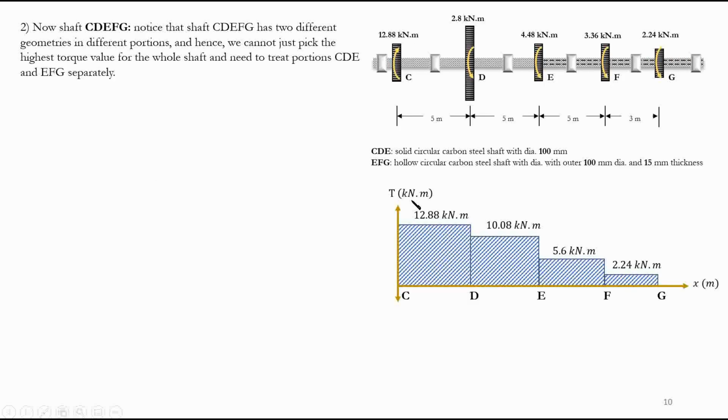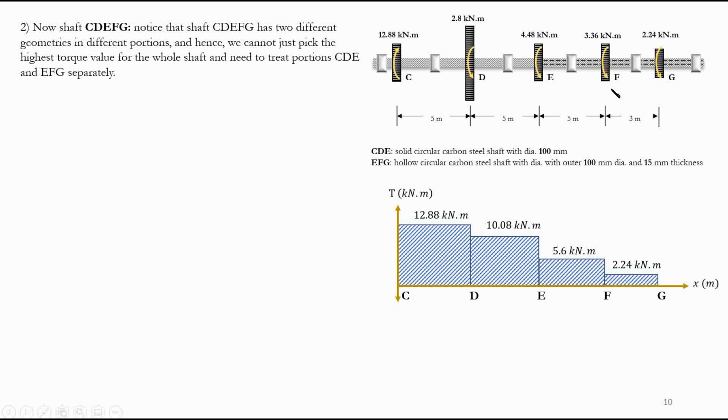Now we can move to shaft CDEFG, right? For shaft CDEFG, we cannot basically just use the highest value, right? So we cannot just say, okay, it's TC over J. And, you know, like I have 12.88, 10.08, 5.6, 2.24. So I will say, okay, 12.88 is the highest value, so I'll just use it in the formula, right? I cannot do that. What is the reason?